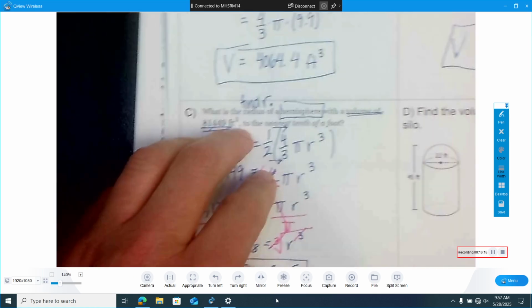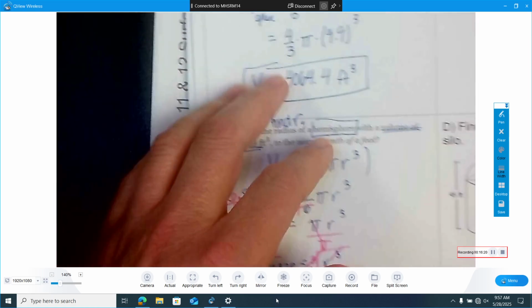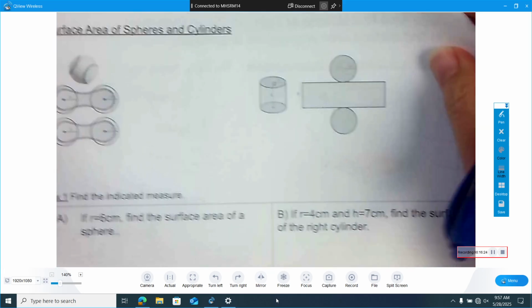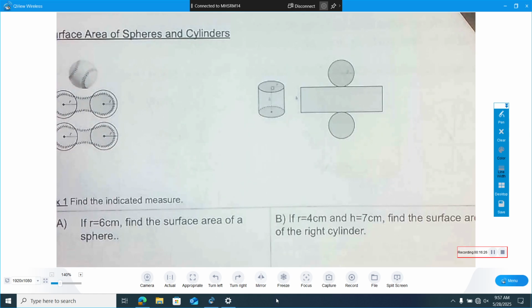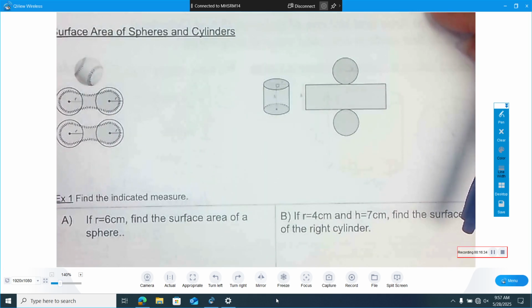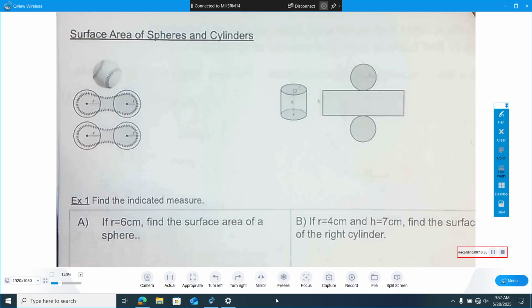All right, let's turn the page. I don't think I want to do D right now. Okay, so now we need to talk about surface area, which is the wrapping that goes around things, right? How we wrap it up, how much paper do we use when we wrap something.